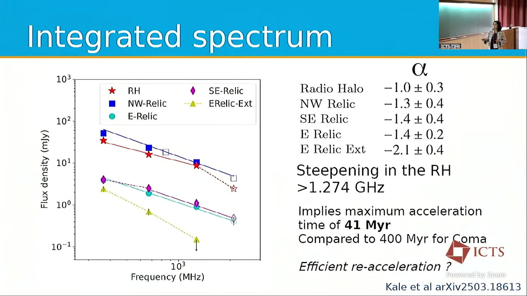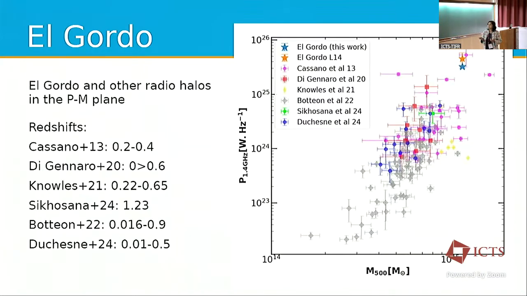And this implies a maximum acceleration time of about 41 mega years as compared to 400 mega years for Coma. So you can see as you go from the nearby Coma cluster to the 0.87 redshift El Gordo, the time that you have for accelerating the relativistic electrons is getting very short. And therefore, you need to think about how you would efficiently accelerate. So something must be keeping the acceleration efficient in order to have this bright radio halo.